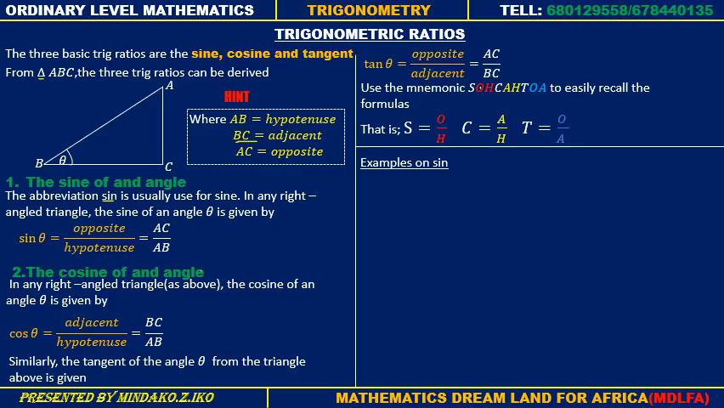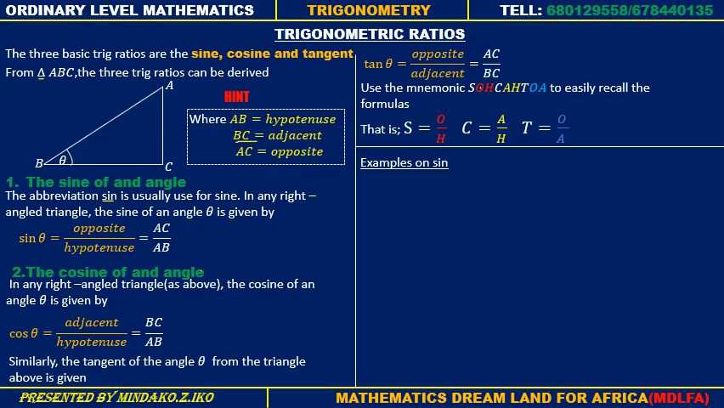So we are to look at the examples under sine. Okay, that is the first case, the sine of an angle. Now the reason why I decided not to take sine and then explain with examples, give examples and solve, is because I actually want to give all the trig ratios at once, so that we can understand it easily from the SOHCAHTOA.